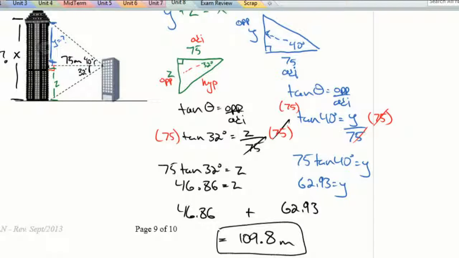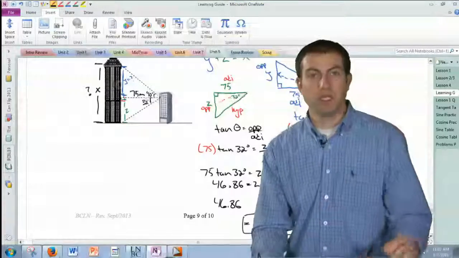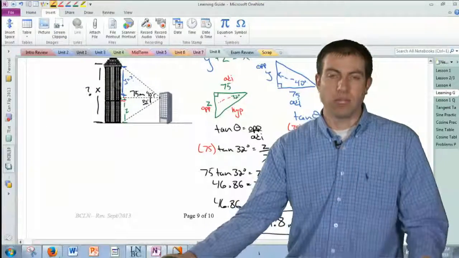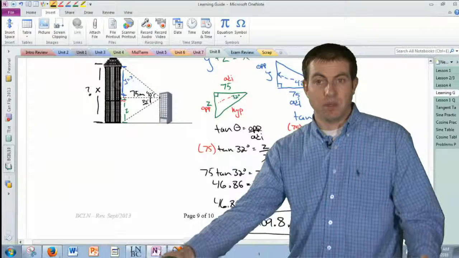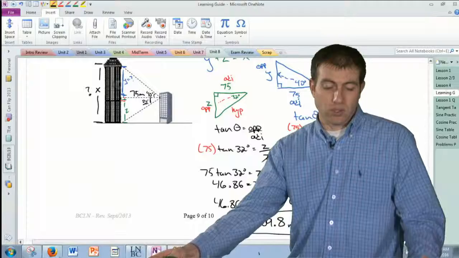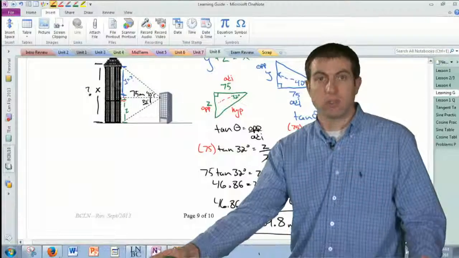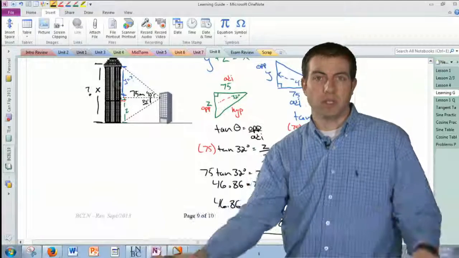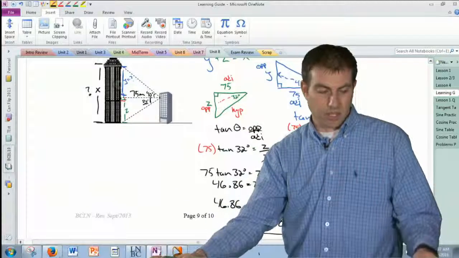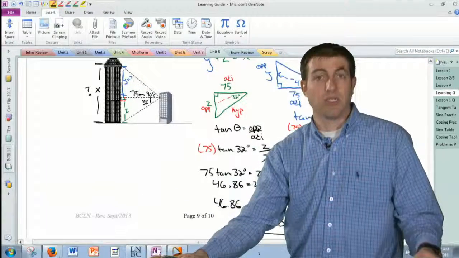So again, this is getting back to the question you asked earlier, Alex. Why would we care to use any of this right angle trig stuff? Well, if we couldn't physically climb the building, what we could do is go across, look at the angle up, look at the angle down. We could measure how far the buildings are apart, and then we could calculate the height of it. So it's an indirect way of measuring the height of something.